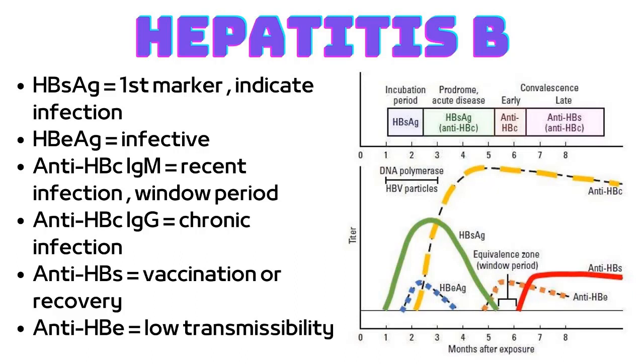So the marker for that window, when all the bad guys are gone and surface antibody hasn't arrived yet, the marker that tells you that you had hepatitis B and are in the process of recovery is core antibody IgM. There is no way you're infective during this period. That is obvious. Why? E antigen and HBV DNA are not there. It just means that you had hepatitis B and you are in the process of recovery. You're not infective.